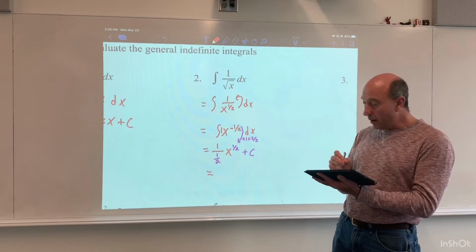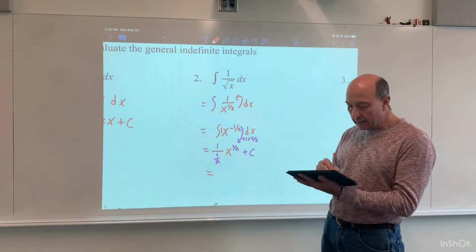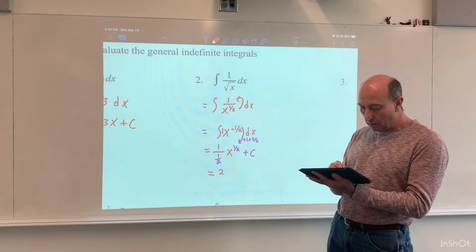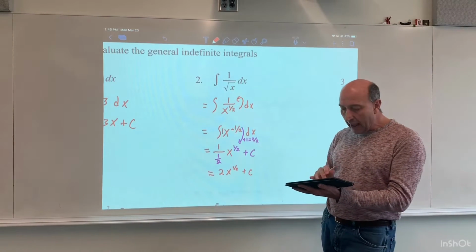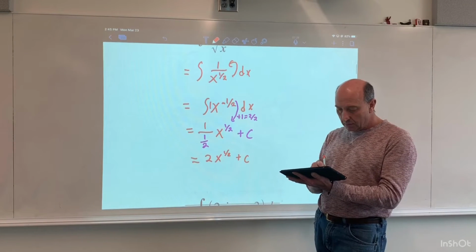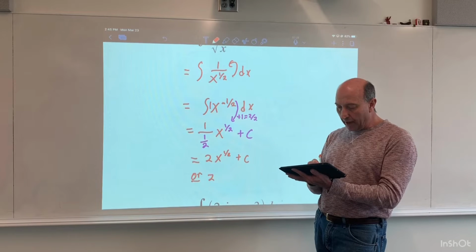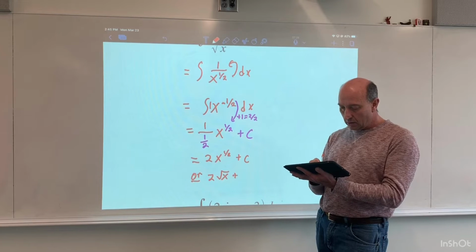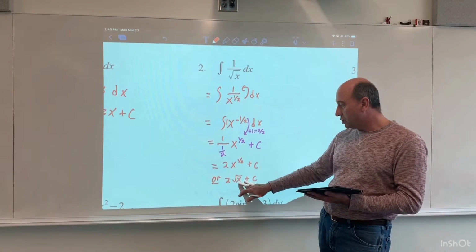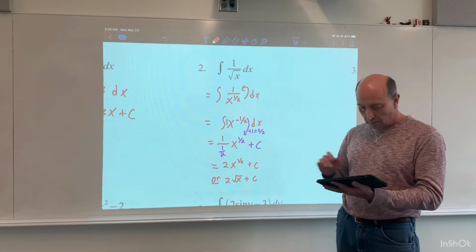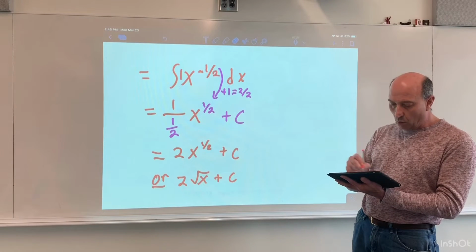Now, 1 over 1/2 is the same as 2x to the 1/2 plus c. Or, if you want to write the x to the 1/2 as the square root of x, that's also acceptable. So either notation is just fine. And that smudgy thing is a 1/2.